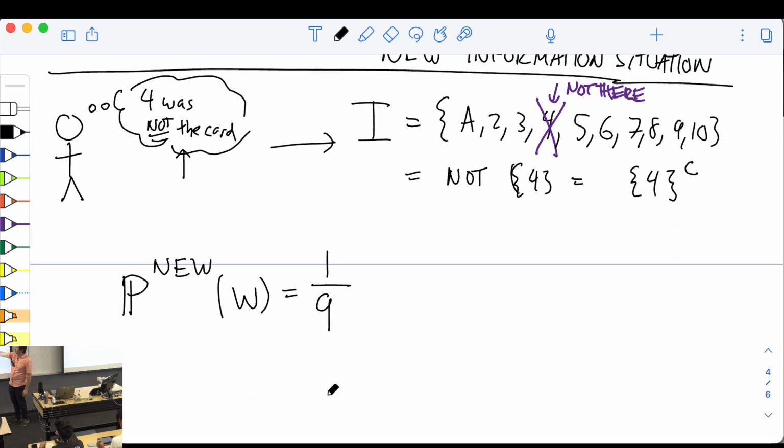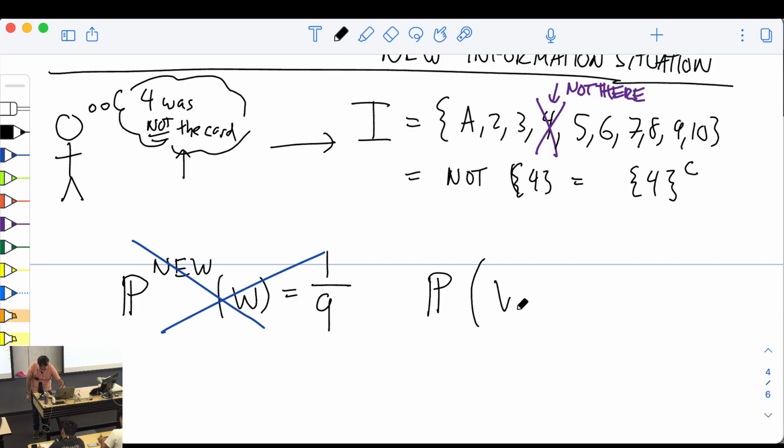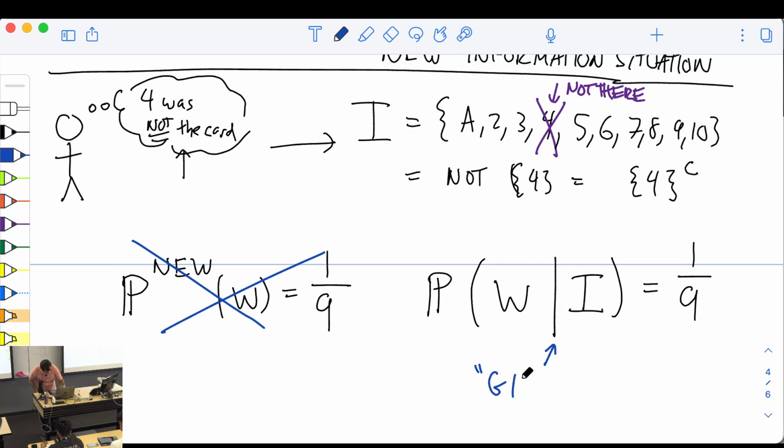So in practice, we don't write P new. We have a special notation for it. And I'm going to show you that now. What we do write is we write the probability of W, and then we do this line I. And we say that this is 1 over 9. Okay? And this line, you read it out loud as given. So given is how you pronounce this line. And so you would read this out loud as the probability of W given I is 1 over 9, or the probability of winning the game given the information we have is 1 over 9.